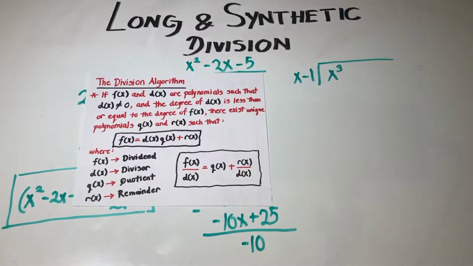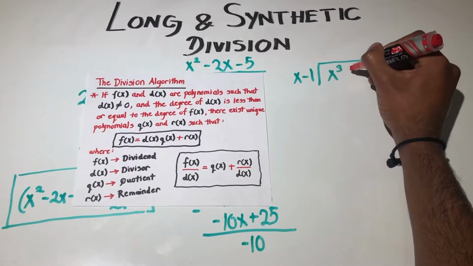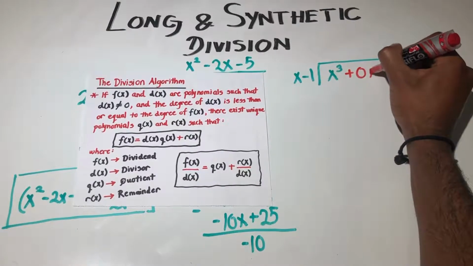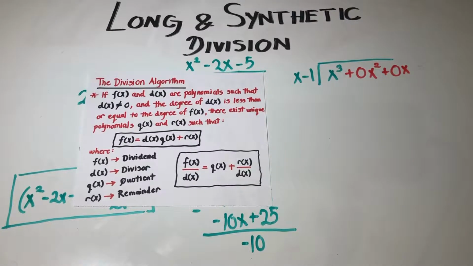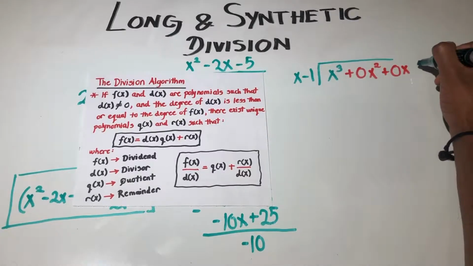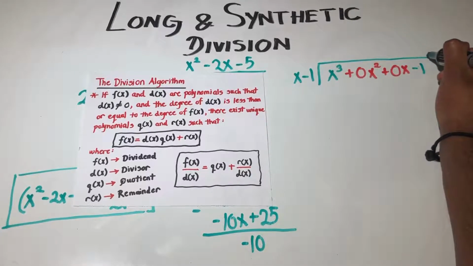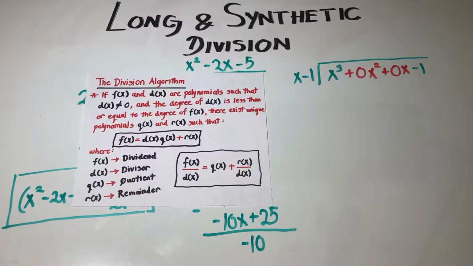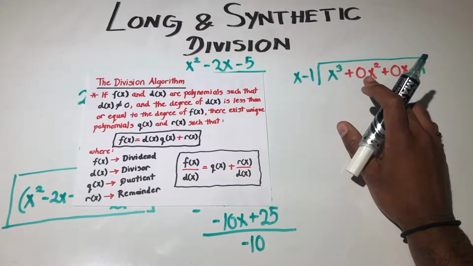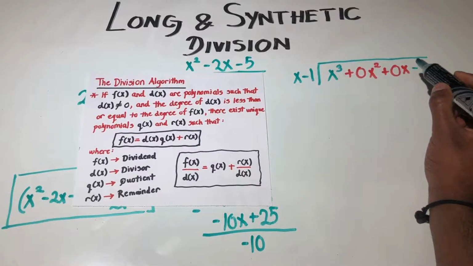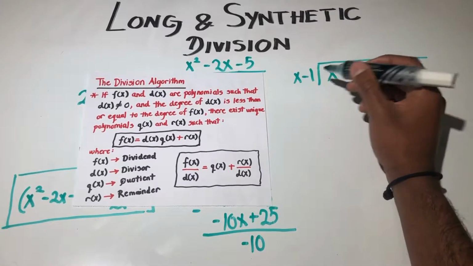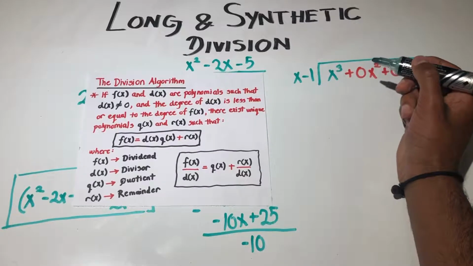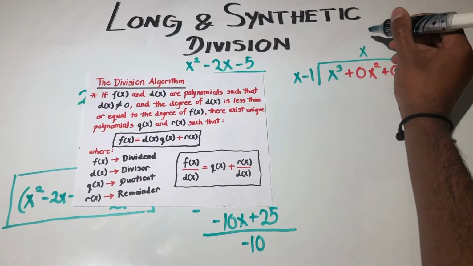So what we can do is we can add 0x squared plus 0x. And then let's not forget our last term, which is negative 1 right here. Now, since we have every possible exponent value, x cubed, x squared, x, we can go ahead and carry out the division here. X cubed divided by x is going to give us x squared, and we're going to go ahead and place that right here.